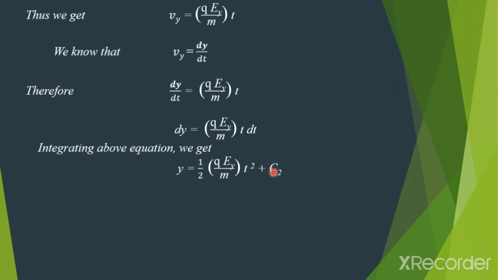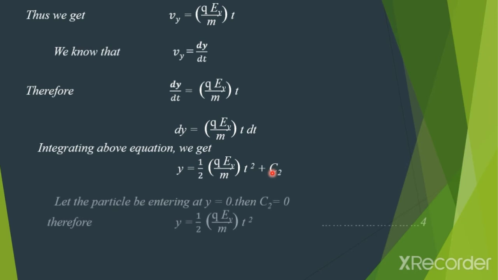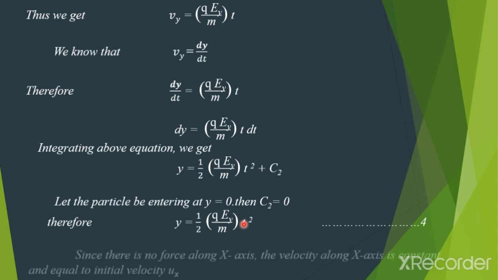Now c2 is another constant of integration whose value is calculated by taking initial conditions. Let the particle enter at y equals 0, then c2 equals 0. Therefore, by putting c2 equal to 0, we get y equals half Q Ey divided by m into t square. Call this the fourth equation.